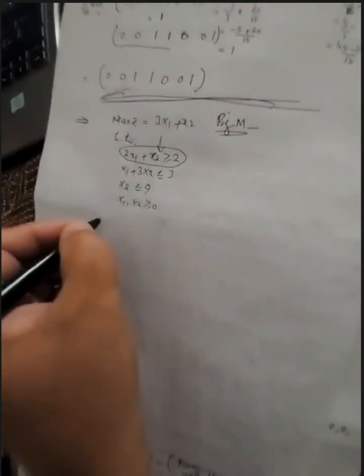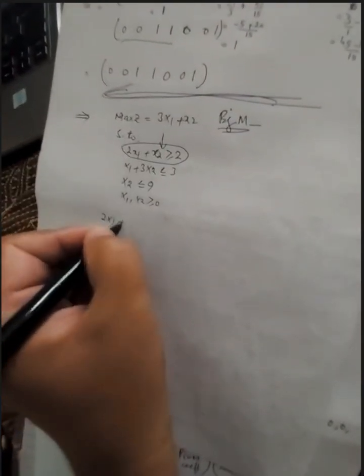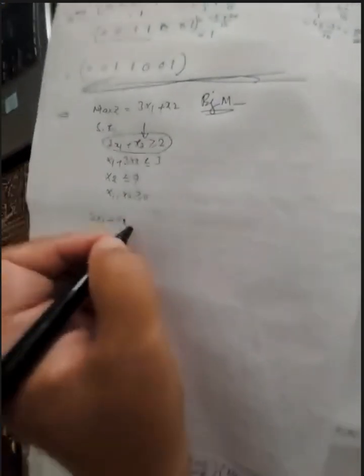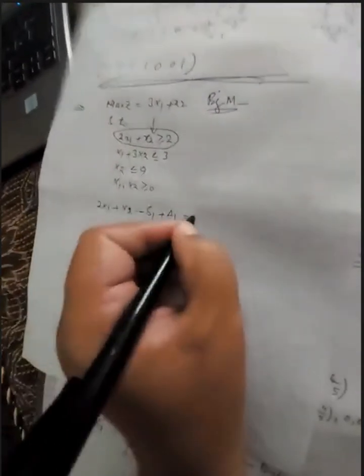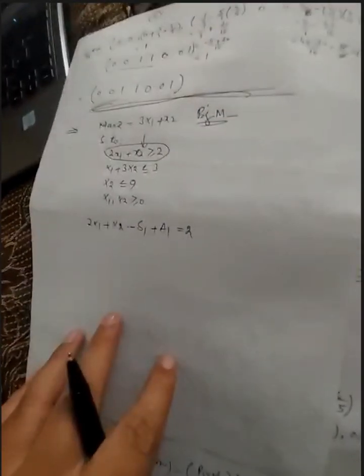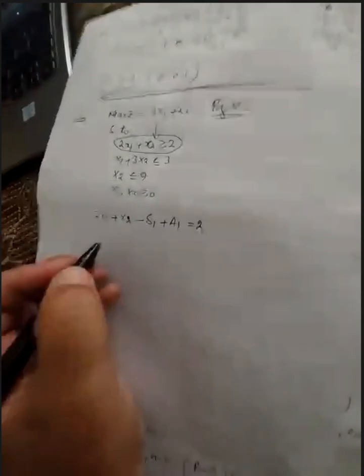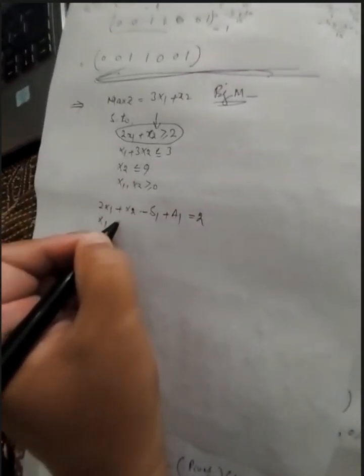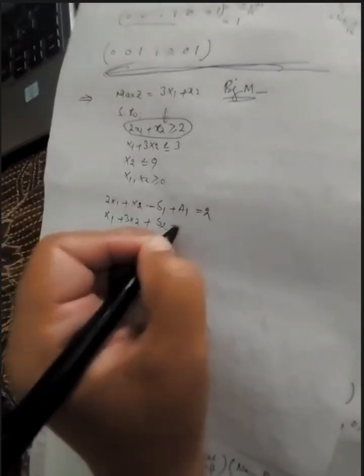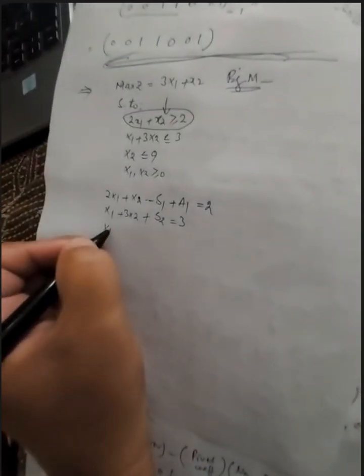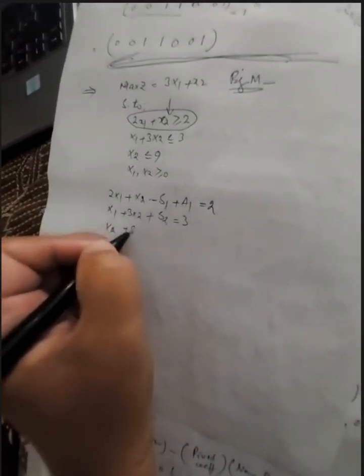Okay, so processing it, we get 2x1 plus x2, and here we subtract s1, which is surplus, and add an artificial variable. Similarly, for the second one, we will get x1 plus 3x2 plus s2 is equal to 3, and x2 plus s3 is equal to 9.